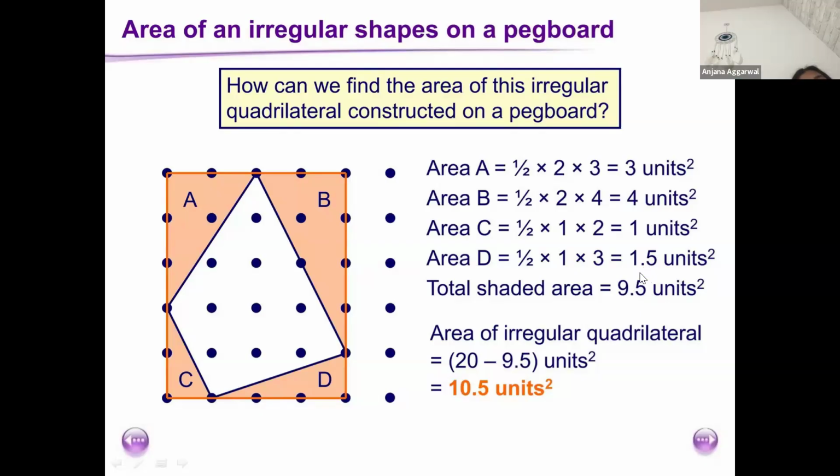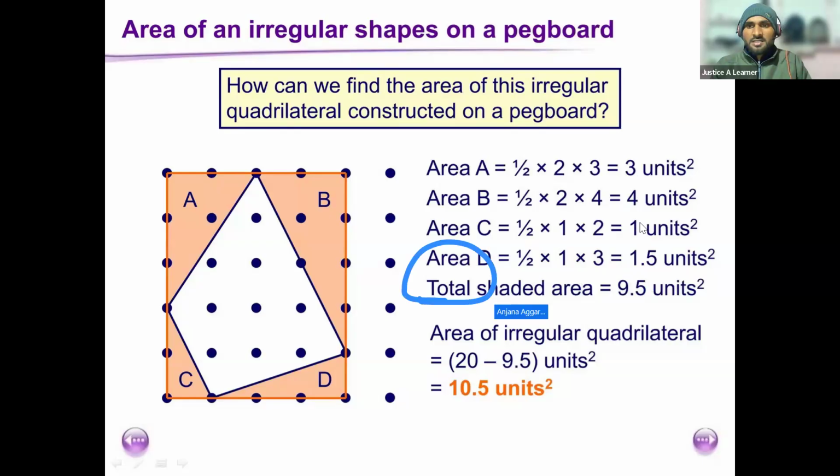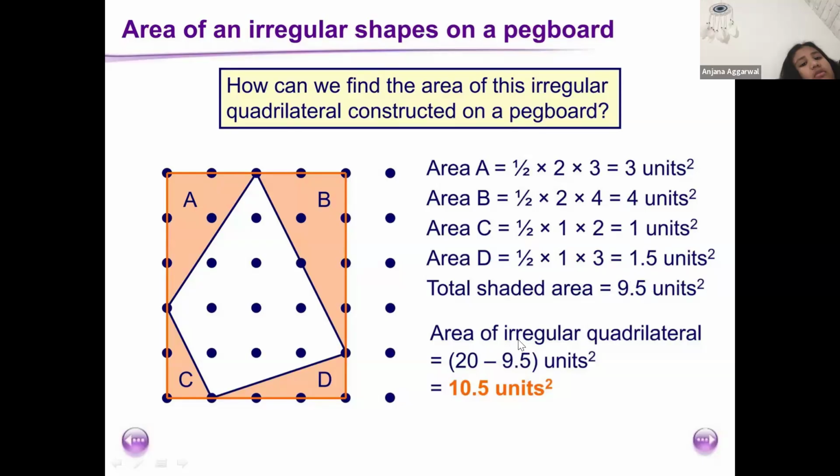9.5. Wait a moment, not 10, sorry. Total shaded area. 3, 4, 7, 8, 9, 9.5. Correct. So the area of the irregular quadrilateral is equal to 20 minus 9.5. So this is what we have found.